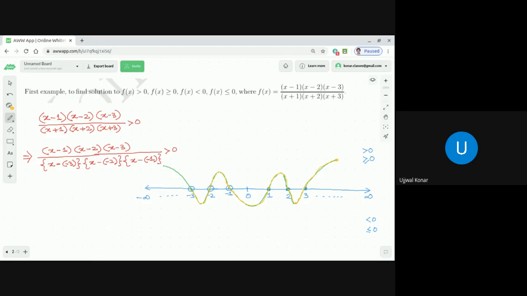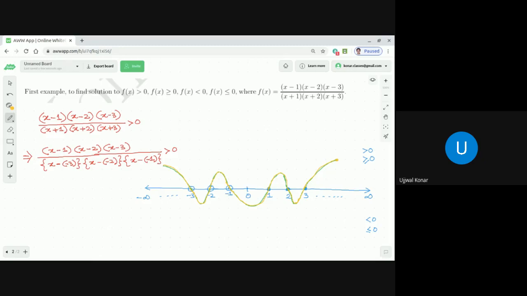What is the power of x plus 3? 1, which is odd. So I will cross the number line from minus 3, from below the number line to above the number line and go on. Done. So my wavy curve is drawn.